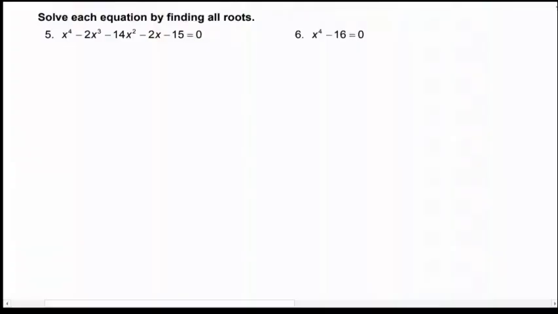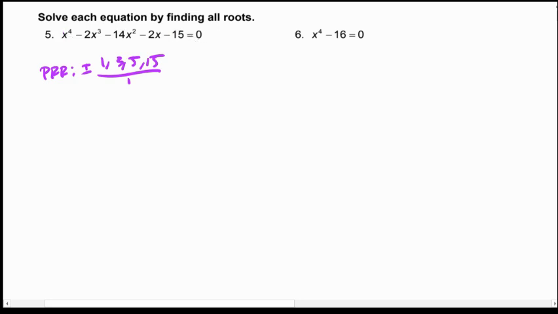Here we're asked to solve each equation by finding all of the roots. The first thing I'm going to do is find the possible rational roots by taking all the factors of 15 and putting it all over the factors of 1. So my possible rational roots are plus or minus 1, 3, 5, and 15, all over 1. And I'm going to start trying to plug those in to see which ones will work.